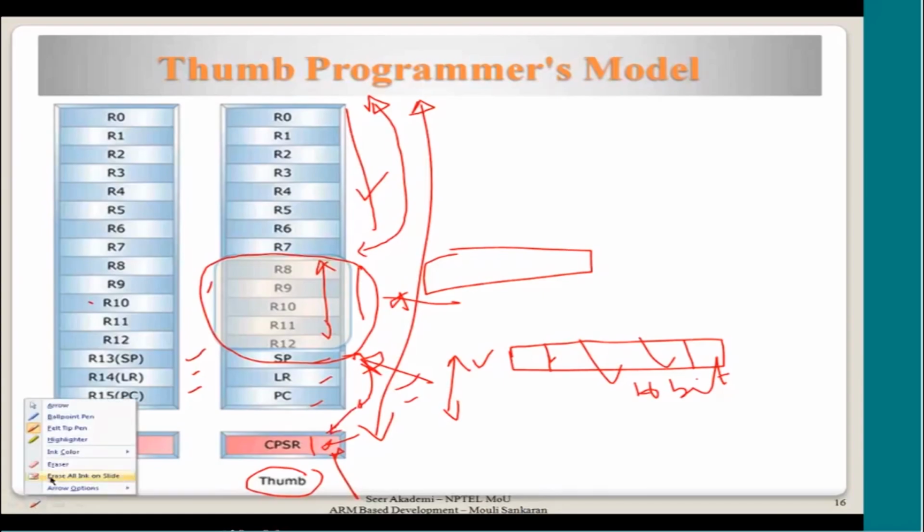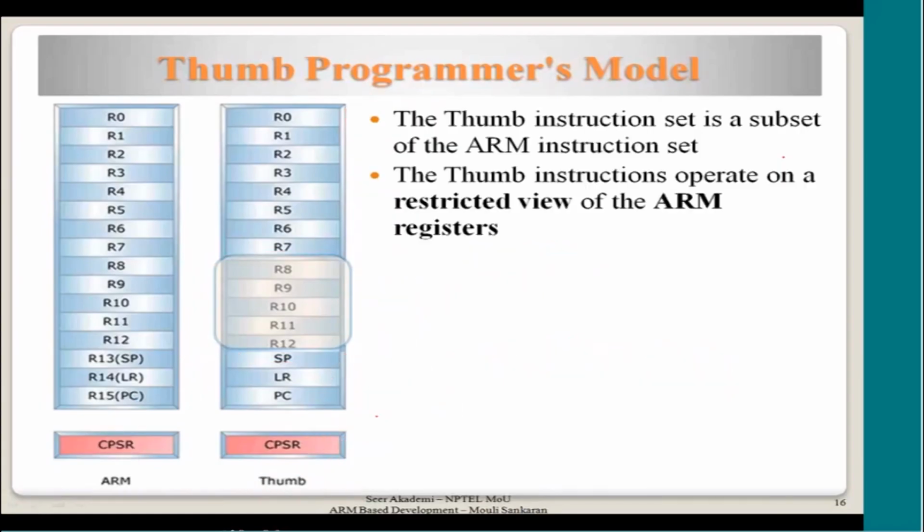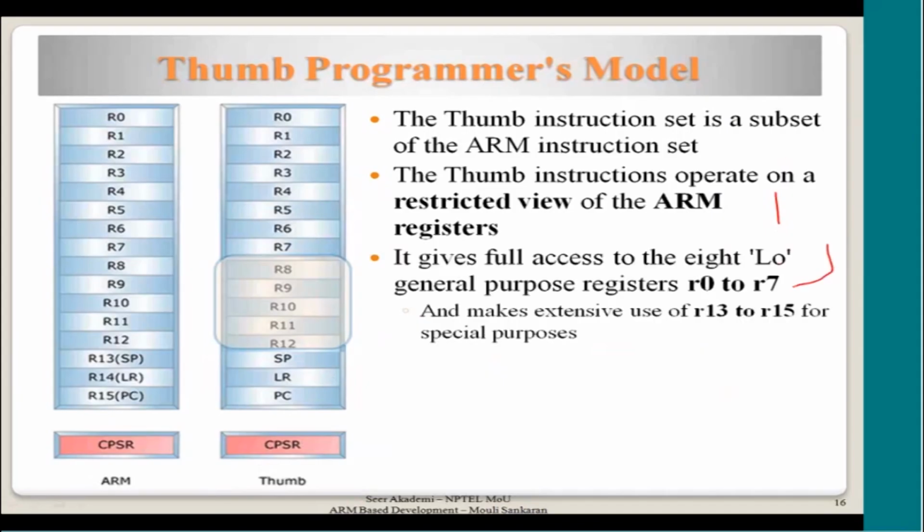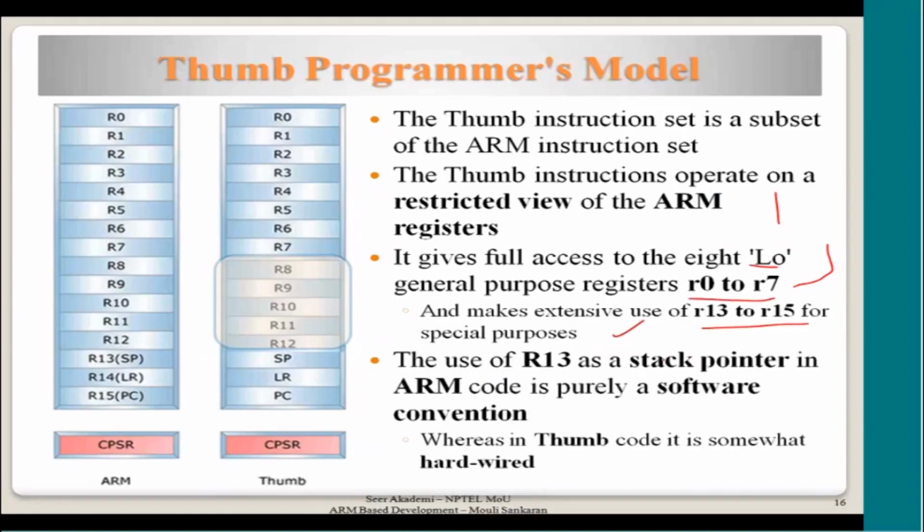Let us see what the other things are. The thumb instruction set is a subset, as I told you already. It has a restricted view of ARM registers. Only the low registers, R0 to R7, are meant for special purposes. And mostly the stack pointer is very important, because it always assumes that R13 is the default register to be used in the thumb state if there are stack related operations to be performed. I will explain what I mean by that.